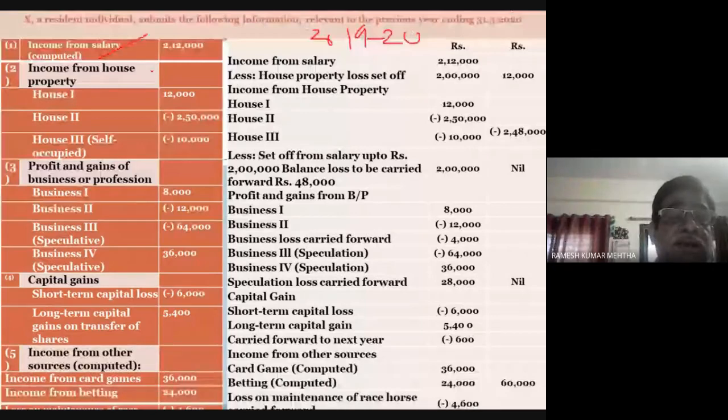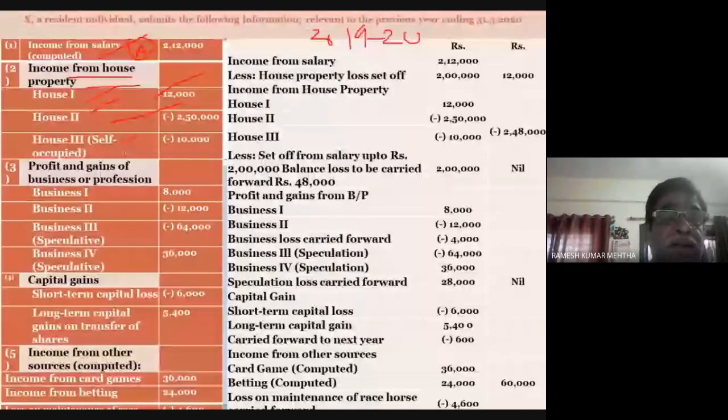Number one income. Number two, he has income from house property, and in this case he is having three houses: house one, house two, and house three. House one, he has an income of 12,000 rupees. House two, he has a loss of 2.5 lakh rupees. House three, there is a loss of 10,000 rupees, which is self-occupied. So this part is income from house property.